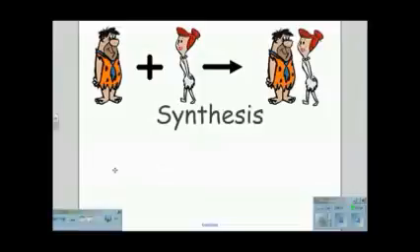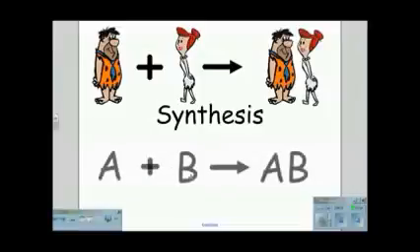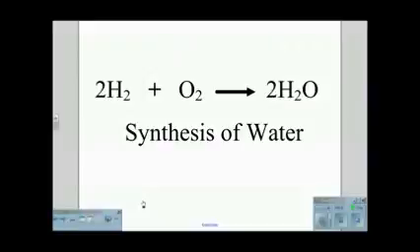If Fred were to go to a dance and he were to meet Wilma, Fred and Wilma would combine together and form the Flintstones. This is called synthesis. When substance A is added to substance B and you get a combined compound of AB, you have created synthesis, similar to when hydrogen and oxygen bond together to form the molecule water, the synthesis of water.